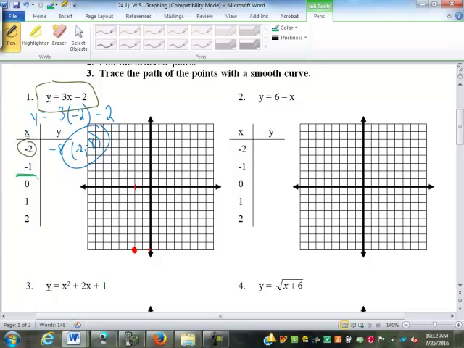Next, it's asking if x is negative 1, what's y? Now I put negative 1 in here instead of the negative 2. So now it's 3 times negative 1, which is negative 3. Minus 2 more is negative 5. Negative 3 minus 2 is negative 5. So that gives us the ordered pair negative 1, negative 5. Again, for the x, negative 1 is right here. For y, negative 5 is right there. So that gives us that point right there.